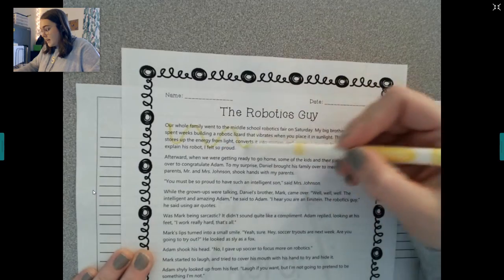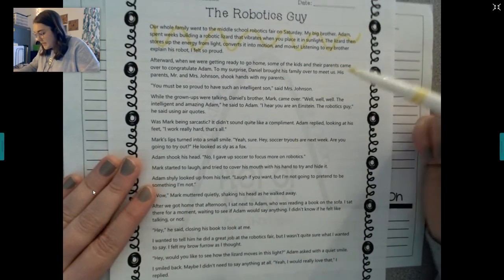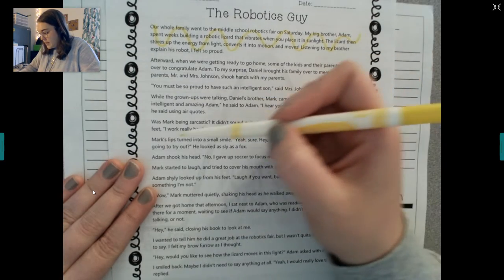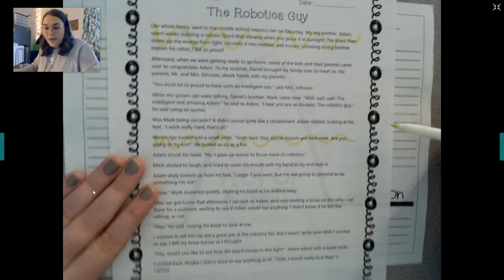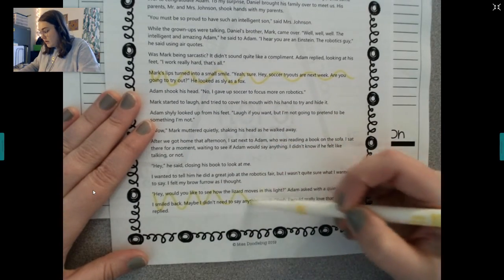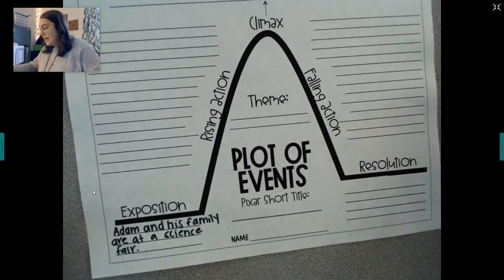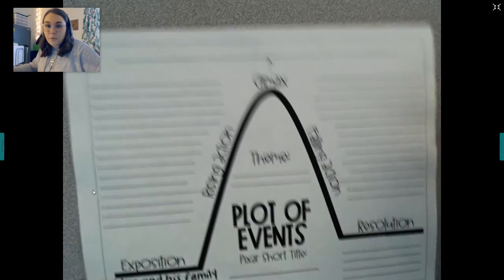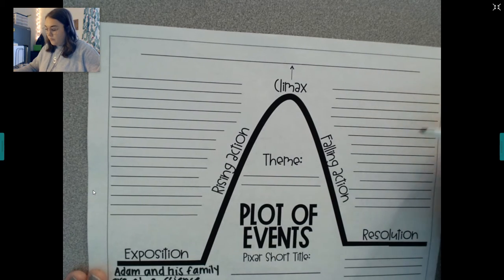Okay, so right here, and I'm just going to highlight it like this, is where we figured out our exposition. I would say right about here is where we found our climax, and then our resolution was right about here. So, what was the climax, the problem, the turning point in the story? What would you say?